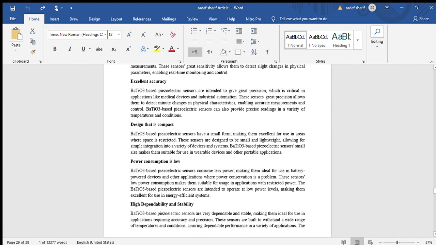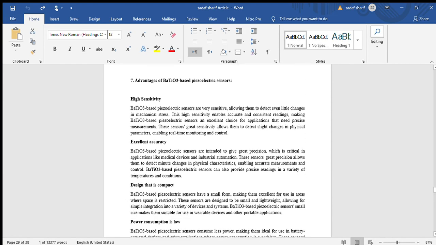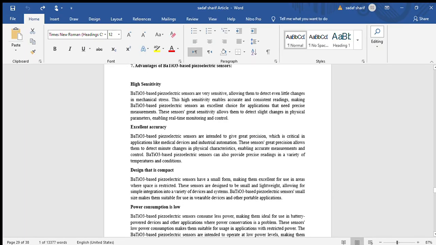And then we'll discuss the challenges. Now, what are its advantages? Why are they important? High sensitivity. Barium titanate based piezoelectric sensors are very sensitive, allowing them to detect even little changes in mechanical stress.